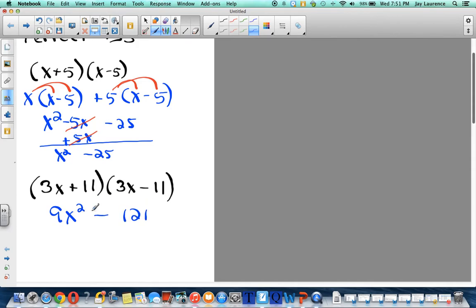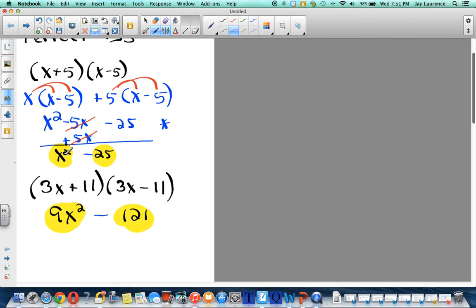If you don't believe me that it's 9x squared minus 121, go ahead and do it this way, which is a good way to do it. Nothing wrong with that. And watch, you'll get a positive 33x, and you'll also get a negative 33x, and they'll cancel out. Okay, now one thing I want to point out here is there's some special numbers here. You see, you've got this x squared, this 25, this 9x squared, and this 121. They're all very special numbers. And if you don't realize it, they're perfect squares. Yeah, they all have a square root.